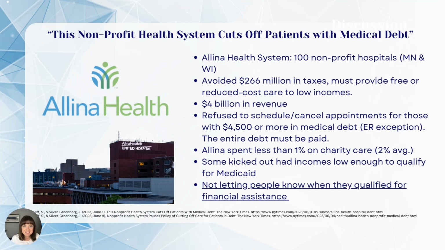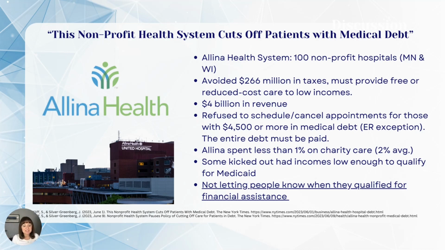And the kicker to this is Alina ended up spending less than 1% on charity care. So they're spending less than 1% of their money on this care, but they are avoiding $266 million in taxes, and they made a revenue of $4 billion.